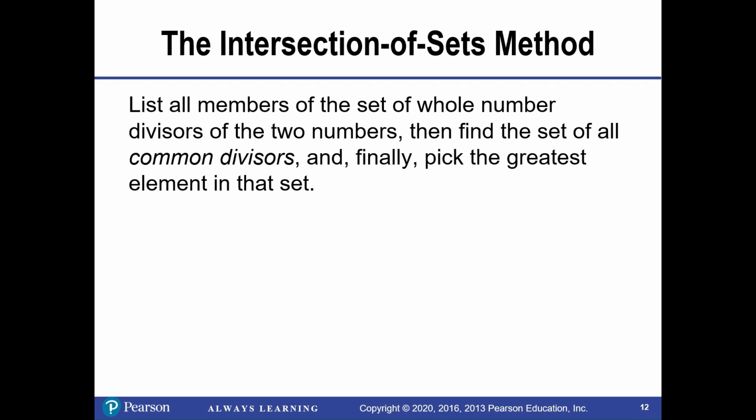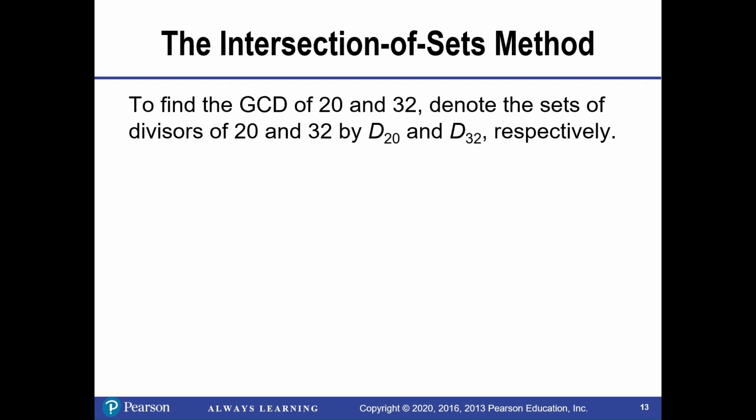Another way we could discuss finding the greatest common divisor is called the intersection of sets method. You list all of the members of the set of the whole number divisors of the two different numbers, and then find the set of all the common divisors. So the intersection of those two lists of divisors, and finally you'll pick the greatest element in that set. So for example, if we wanted to find the greatest common divisor of 20 and 32, we would denote the set of divisors of 20 by D20 and the set of divisors of 32 by D32.